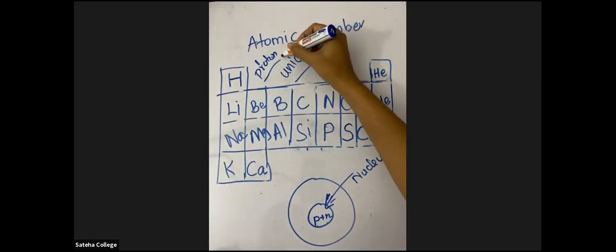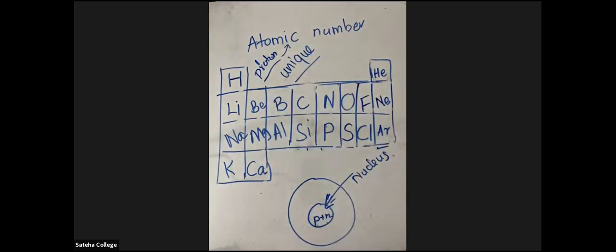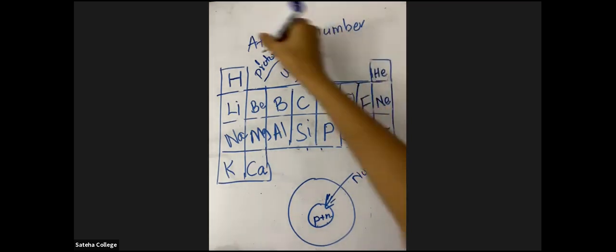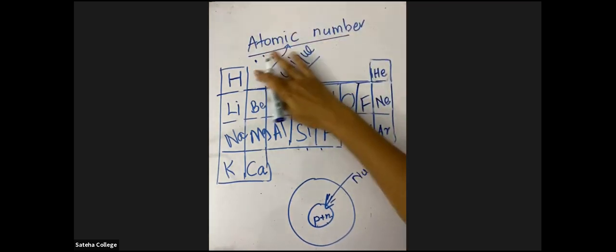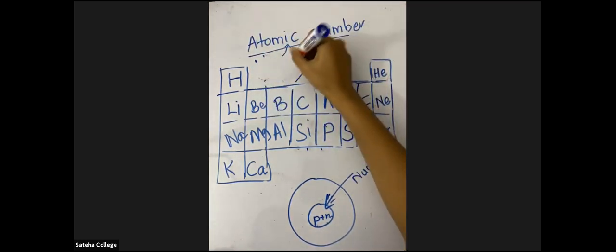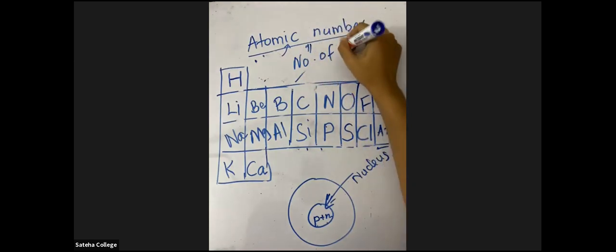So that you call the atomic number. That you call what? Atomic number. So what is atomic number? Atomic number is the number of protons in an atom.